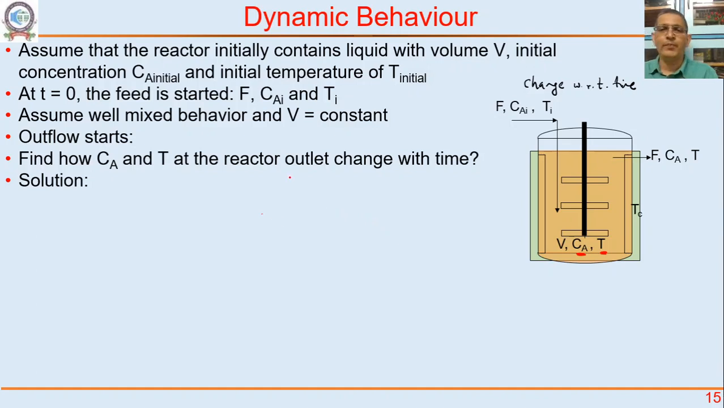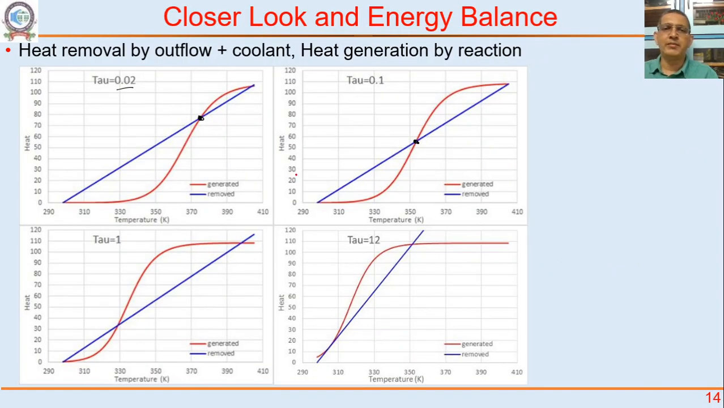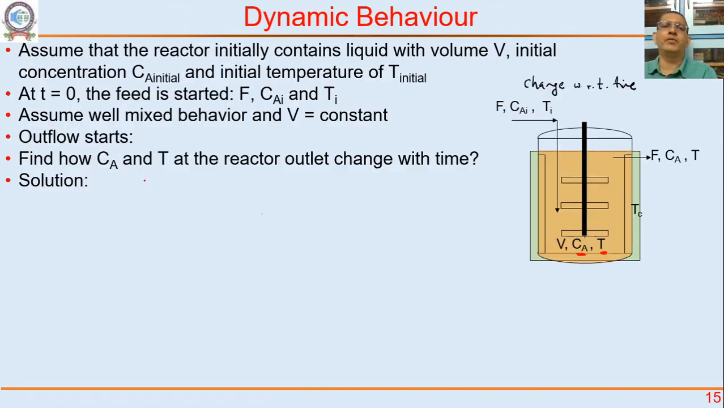We talked about multiple steady states, which one is stable steady state, which one is unstable steady state, but we have not talked about how long it takes or how it approaches that steady state. That is what we are doing now, dynamic behavior. So first of all, I want you to derive equations for how CA and T change with respect to time. Now you have to write unsteady state material balance and unsteady state energy balance.